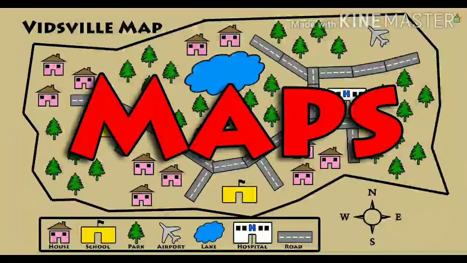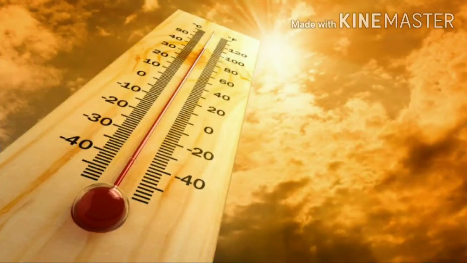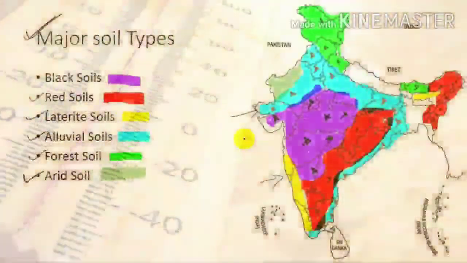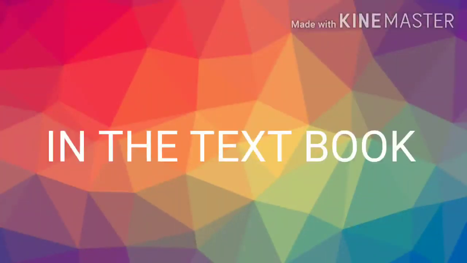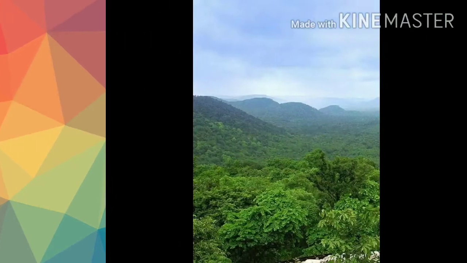Some maps tell about how much rainfall is received and how much temperature is recorded. Some maps tell about the crops. Some maps tell about the kinds of forest, etc. In this textbook, 4 pictures are given.